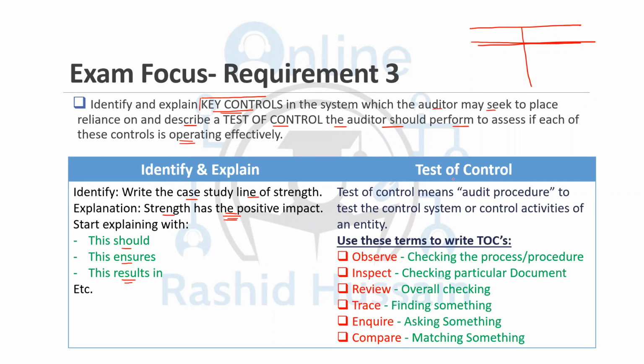And again, while you are describing the test of control, you have to make sure that if you're checking a process or procedure, use the term observe. If you're checking a particular document or documents, use the term inspect. If you're looking at something overall, use the term review. If you're finding something, use the term trace. If you're asking something, use the term inquire. And if you're matching something, use the term compare, or you can also say agree, compare and agree.